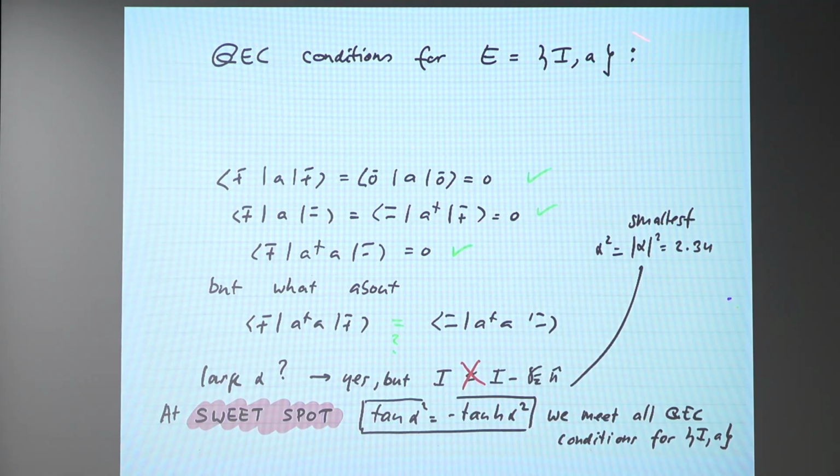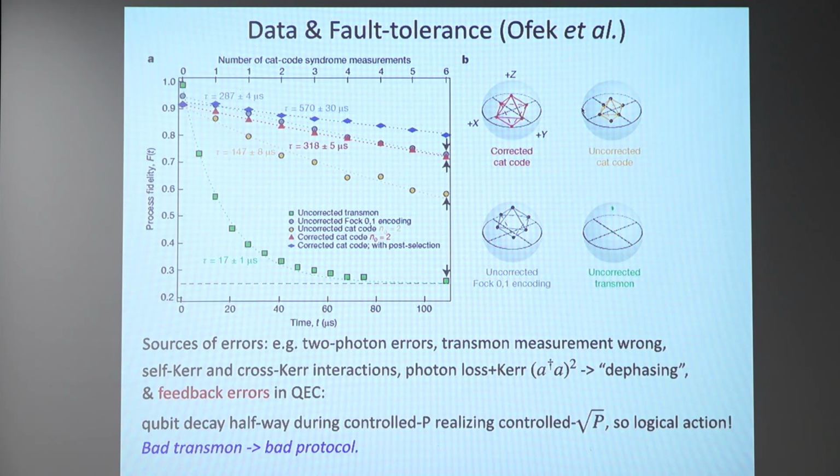Maybe I'm going to skip. So you can also check, now we said we have a new code, this 4-legged cat code, and we can verify again the quantum error correction conditions. It turns out that these are only fulfilled at some very special sweet spot. I'm going to skip over this because this is just math. But it looks like it's not like the cat code where we certainly could not meet the quantum error correction conditions.